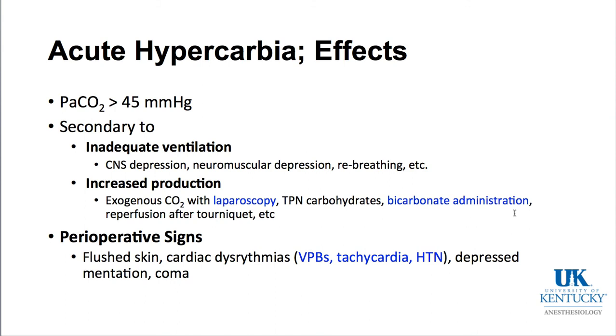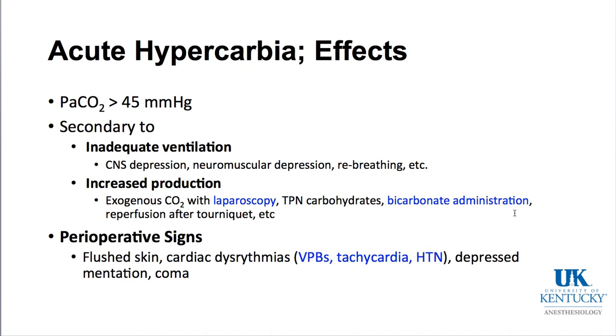If you're giving lots of carbohydrates in the TPN, remember the RQ ratio is 1 and lots of CO2 is produced. When you give an amp of bicarb and watch your end-tidal CO2, your end-tidal CO2 rises as carbon dioxide is produced from the bicarbonate. And then when you release a tourniquet, such as in orthopedic surgery, you will see CO2 rise, increased production. The perioperative signs of acute hypercarbia include vasodilation with flushed skin because of the catecholamine release.